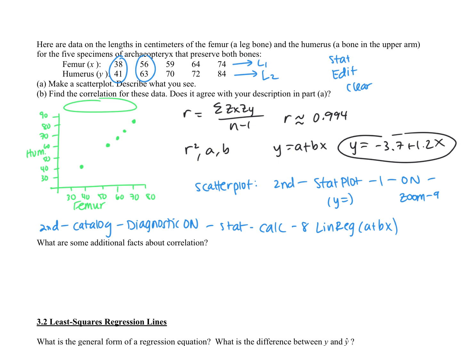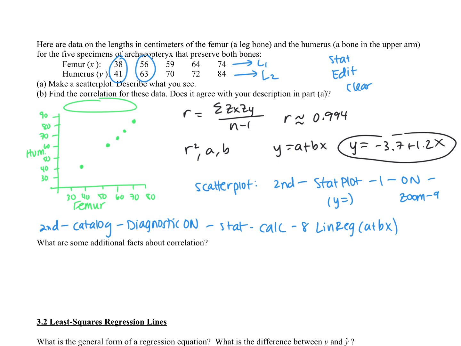Okay, that scatter plot will be turned on from now on, unless you go back in and turn it off. So if you use your calculator a lot in your science class and you look at graphs on your calculator, you might want to just go back in and turn it off so you don't see the scatter plot anymore. Okay, questions for me?